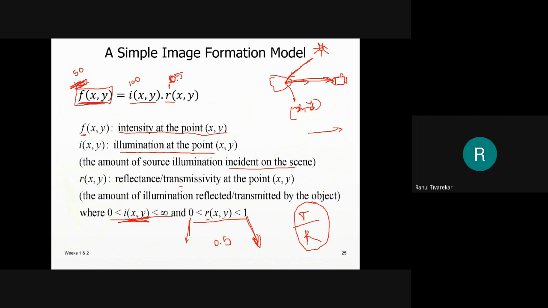The simple image formation model depends on incident light and reflected light. Incident light intensity may vary between 0 and infinity, reflected intensity or reflectance may vary between 0 and 1. Please type in the chat box. One person has understood. Others?